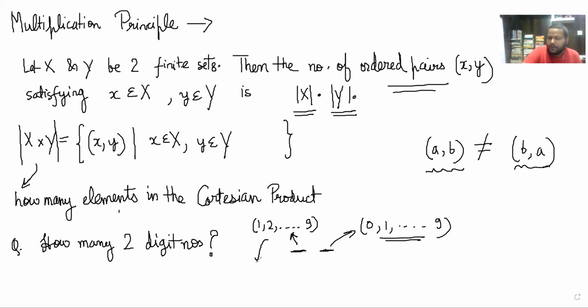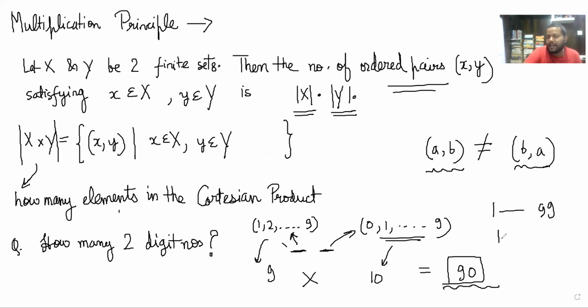So the number of elements in this set is 9 and the number of elements in this set is 10. So 9 into 10 is the number of ordered pairs. So 90 such numbers should be there, right? And we know that 90 two-digit numbers are possible because 1 to 99 is a total of 99, and you can subtract 1 to 9 from there. That will give you the 90 two-digit numbers. So that was just a very trivial example.